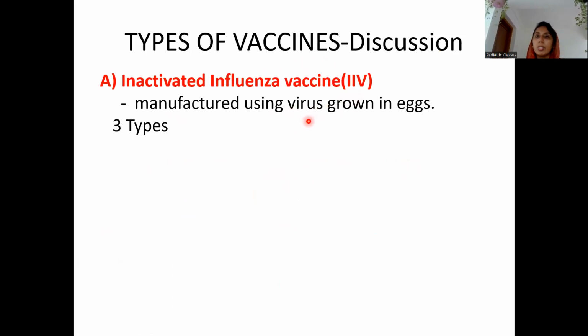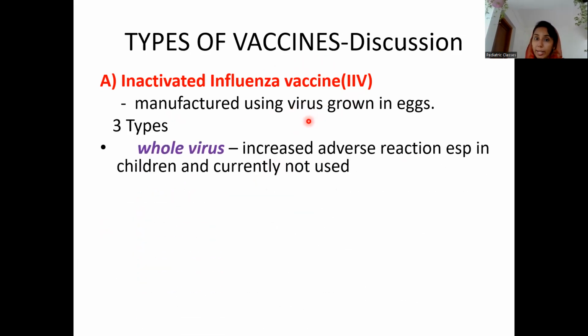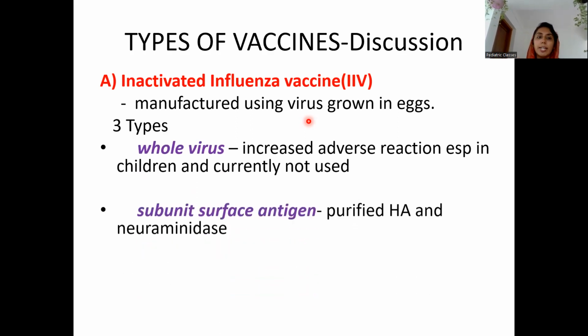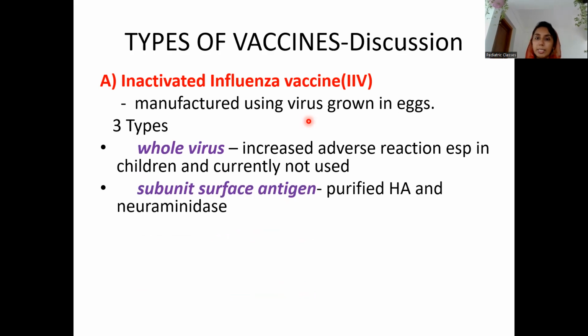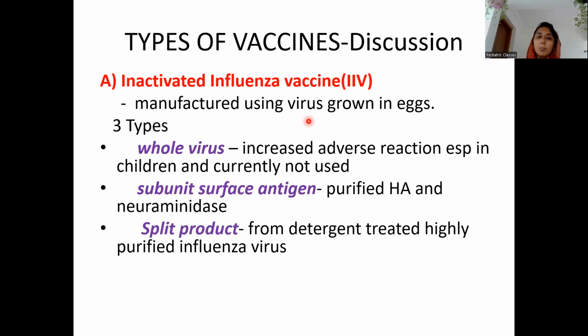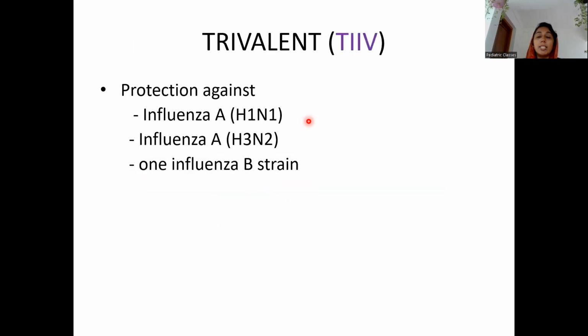They are manufactured using virus grown in eggs. Three types. One is whole virus, but this is not very much used now because they have increased adverse reactions, especially in children. Then we have subunit surface antigen, which uses purified hemagglutinin and neuraminidase. And we also have split product vaccine from detergent-treated highly purified influenza viruses. So there are two types again, trivalent and quadrivalent.